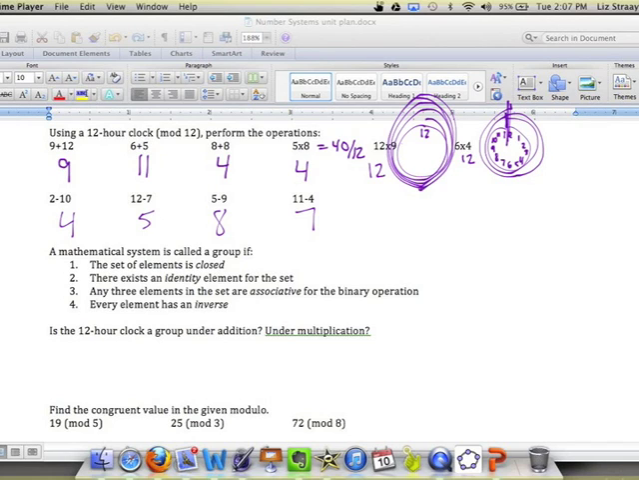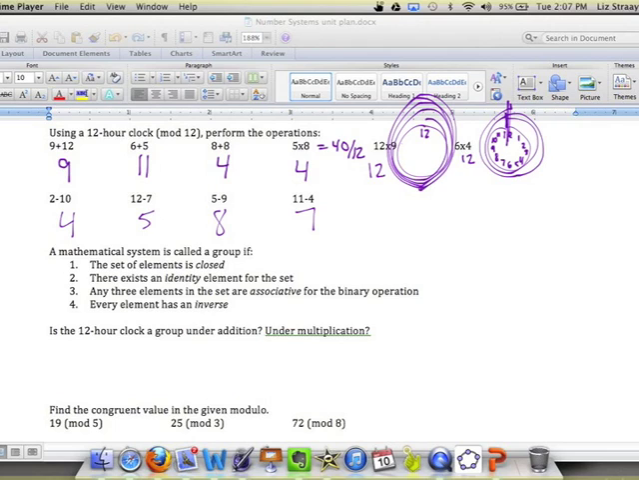An identity means that if we're talking about addition, there's something that we can add to it that will give us back itself. Or if we're multiplying, there's something we can multiply by it that will give us back itself. Associative means that we can regroup numbers, moving around parentheses, and it won't change our answer. And inverse means that we have a way to get back to the identity value.